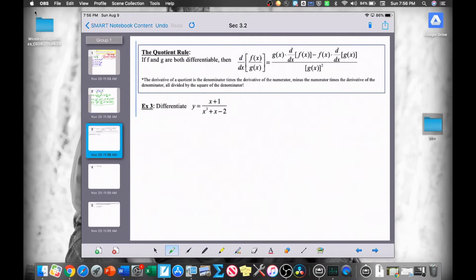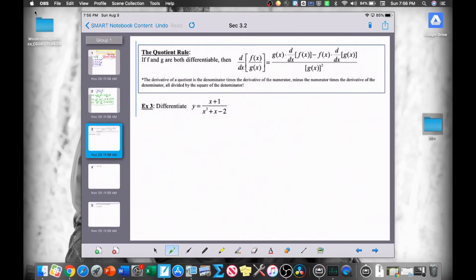The other rule that we're going to talk about today as far as combinations of functions is the quotient rule. And the quotient rule is obviously how to differentiate when you have a quotient of two functions, something upstairs being divided by something downstairs. So it says the derivative with respect to x of f of x divided by g of x is equal to g of x times the derivative of f of x minus f of x times the derivative of g of x, all divided by g of x squared.